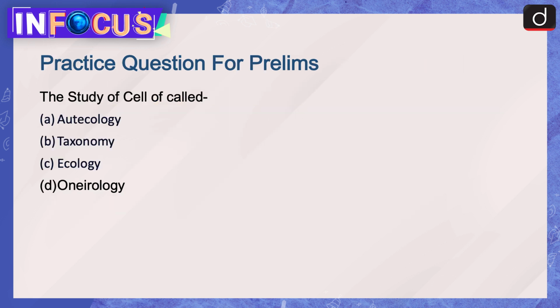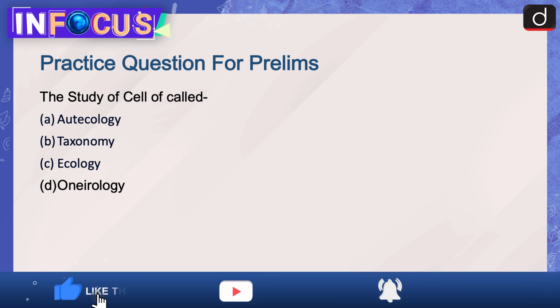Now it's time for the practice question for prelims. The study of cell is called: autoecology, taxonomy, ecology, or oneirology?